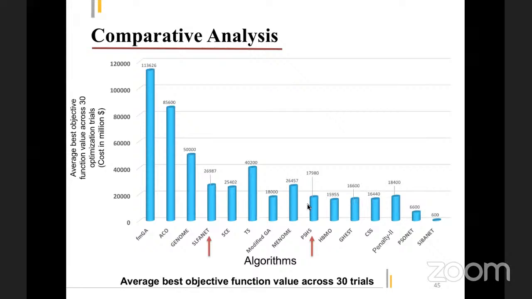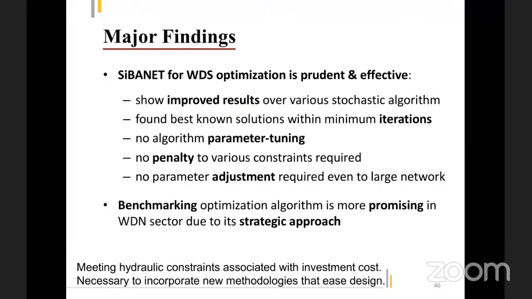Another observation is from the GIMP study, who evaluated the cost with the lowest iteration for TLN. But when it comes to a larger network for a cluster of villages, SIBANET converges faster than all these listed algorithms. So, yeah, about the findings.